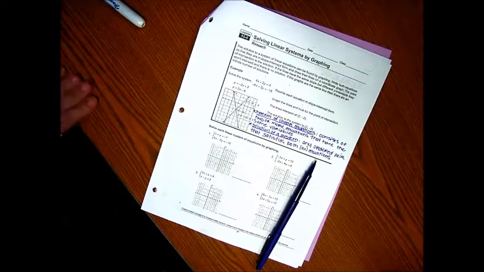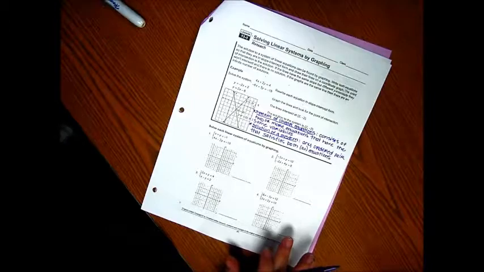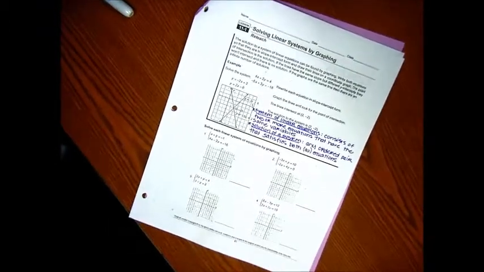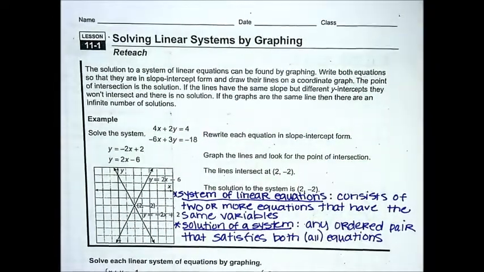These are going to be your notes for 11.1. It's solving linear systems by graphing. Zoom in. I have a couple vocab things to go over with you.